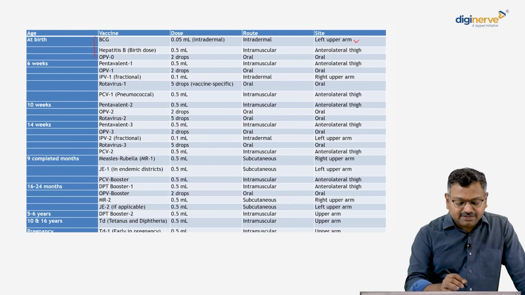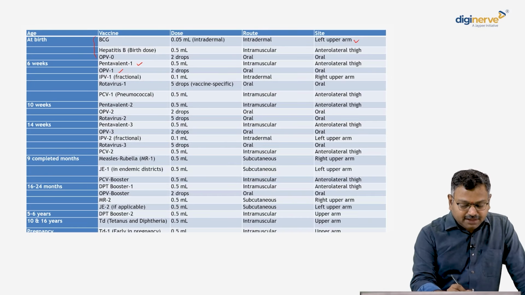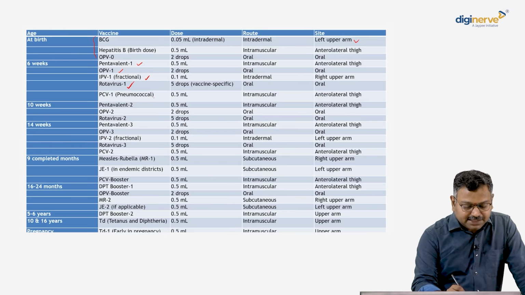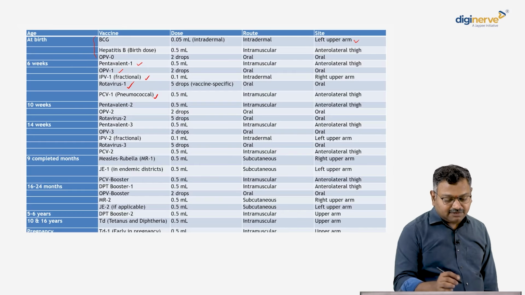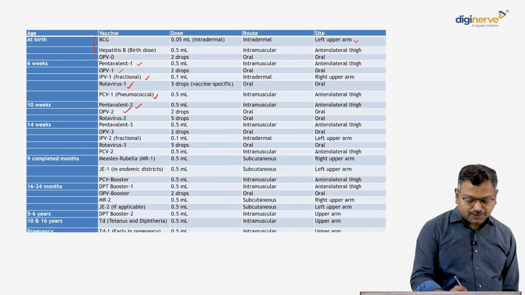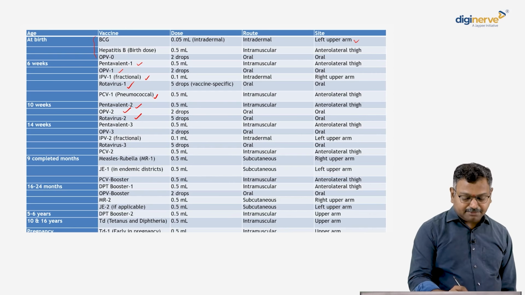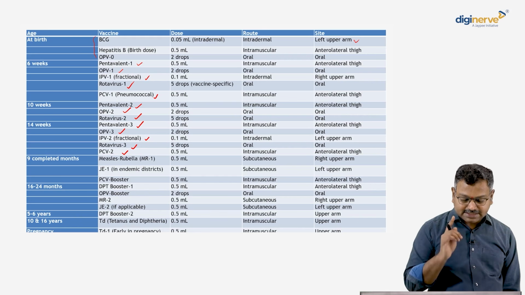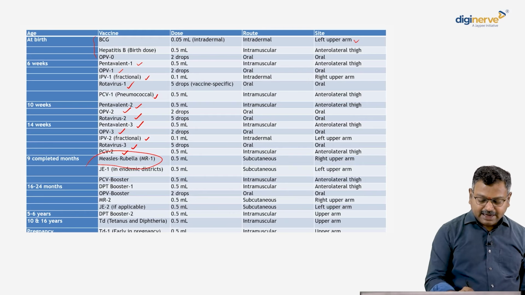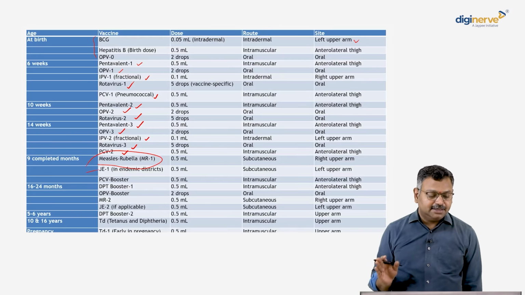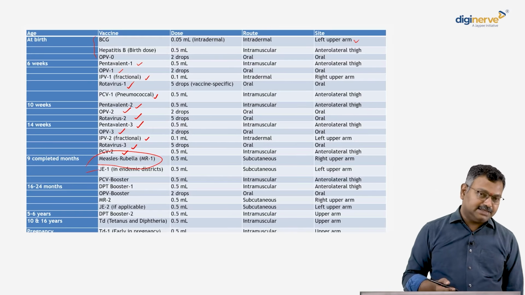At 6 weeks, we give the pentavalent 1, OPV, IPV fractional if needed, rotavirus, and the PCV, pneumococcal. At 10 weeks, we give the pentavalent 2, OPV2, rotavirus. At 14 weeks, we give the pentavalent 3, OPV3, IPV, rotavirus, and the pneumococcal second dose. At 9 months completed is the measles, mumps, rubella, and Japanese encephalitis in endemic areas, the PCV booster plus or minus.